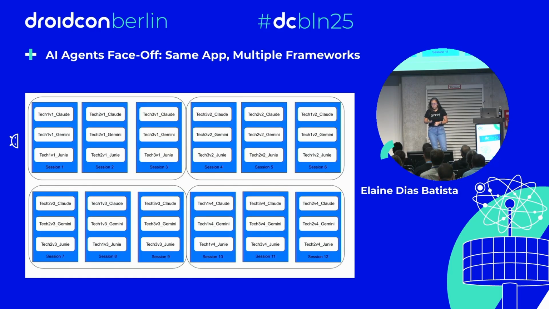So basically, I had 12 vibe coding sessions. Each one, I vibe coded 3 apps at the same time. So, for example, Android version 1 with Claude, Android version 1 with Gemini, Android version 1 with Juni at the same time. And then the same for Flutter, the same for React Native.